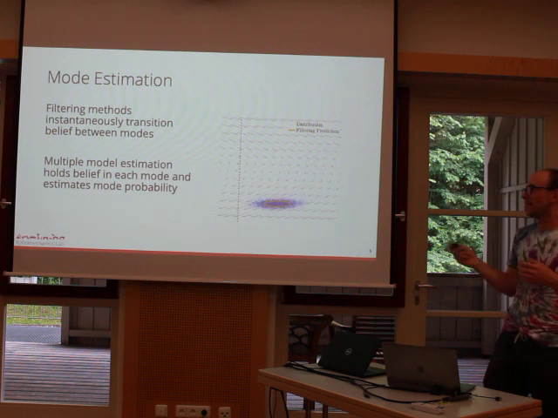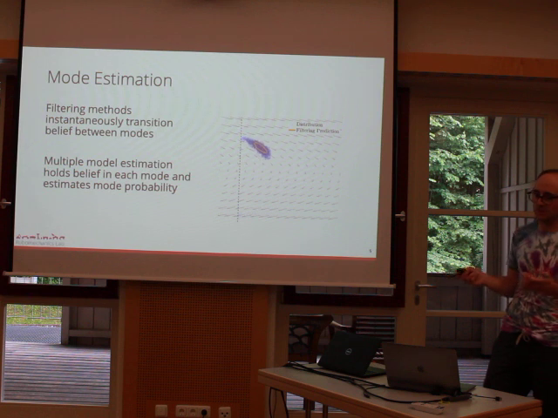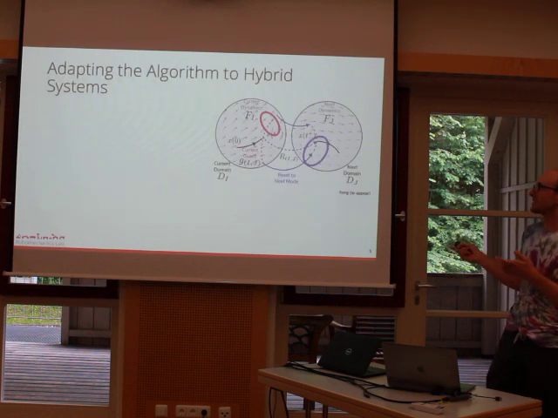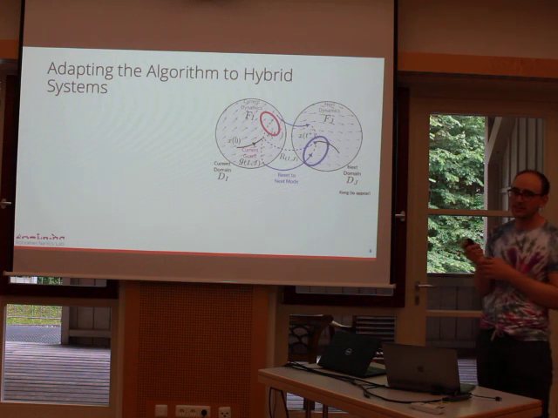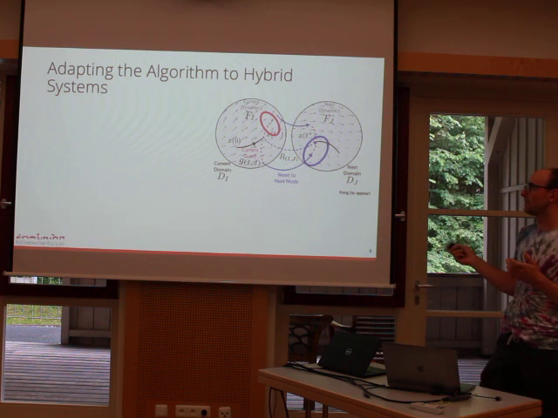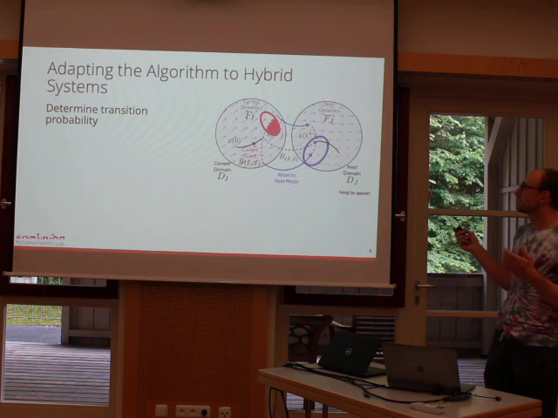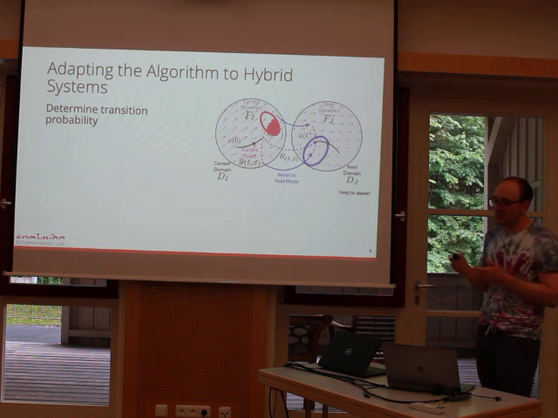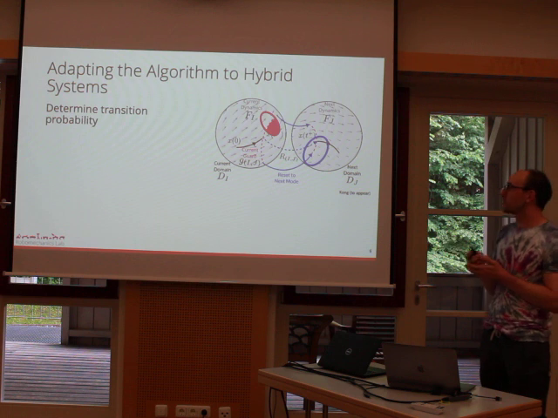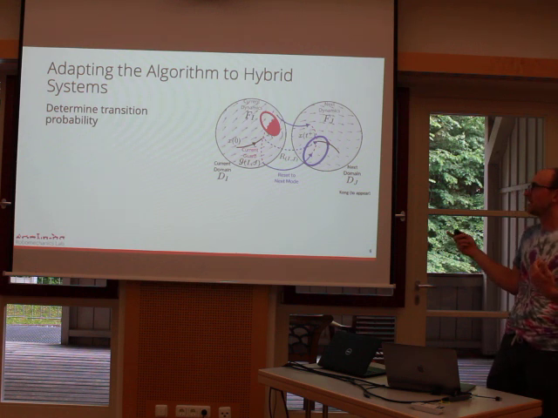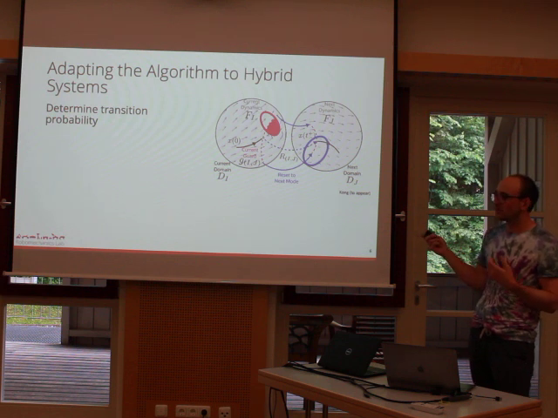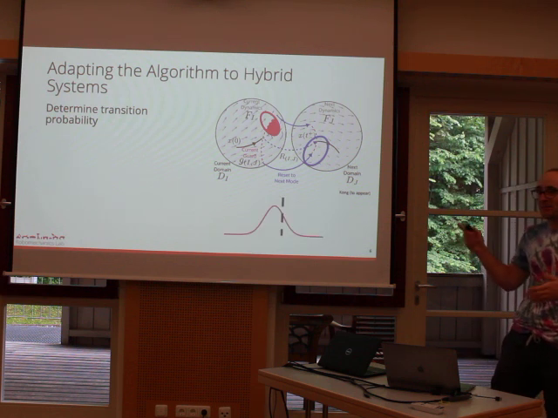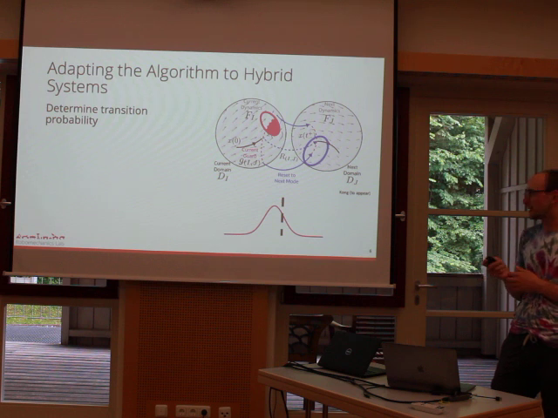And what I want to use is multiple model estimation, which is holding belief in each of these modes at all times. So what that's going to look like is essentially I'll have some mean and covariance in each of these hybrid modes at all times. And to exchange probabilities and information between these, in a process update, you would look at how much of your belief has crossed that guard. This is something that I'm still working on figuring out the best way to do.